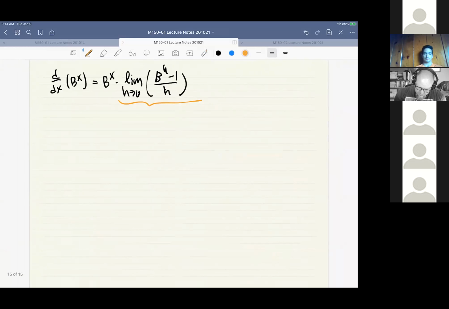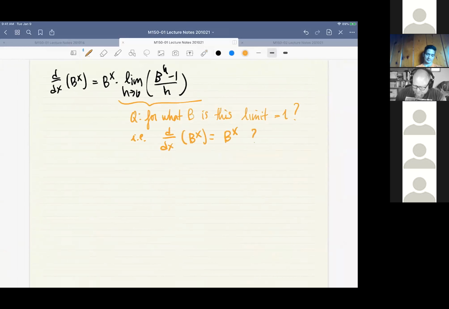So the question is, for what b is this limit equal to 1? I.e., for what b is the derivative of b to the x equal to b to the x? Because that would be pretty cool if we have a base that has that limit. So let's look at that for a second.